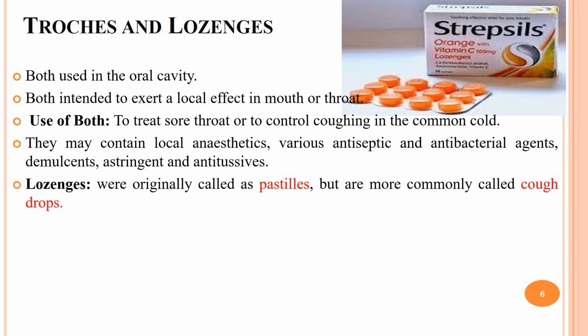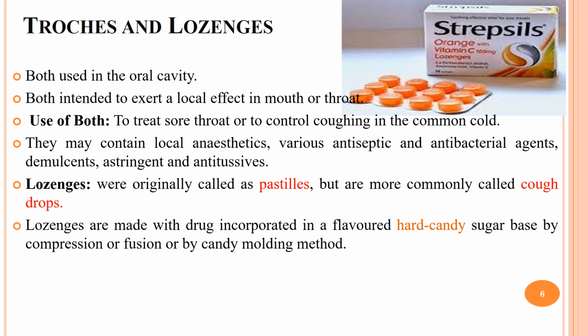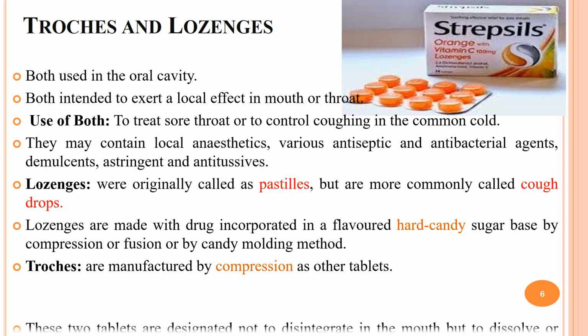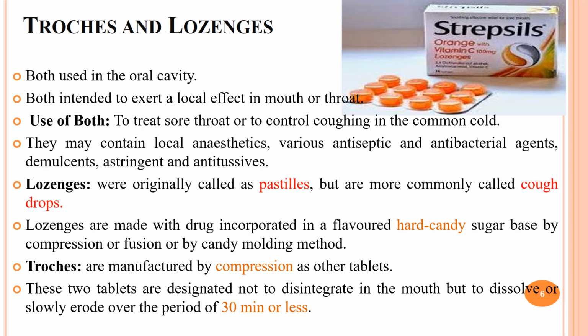Lozenges were originally called as pastilles but are more commonly called cough drops. Lozenges are made with the drug incorporated in a flavored hard candy sugar base by compression or fusion or by candy molding method, whereas troches are manufactured by compression as other tablets. These two are designed not to be disintegrated in the mouth but to dissolve or slowly erode over the period of 30 minutes or less.